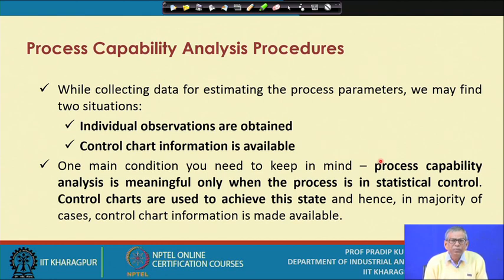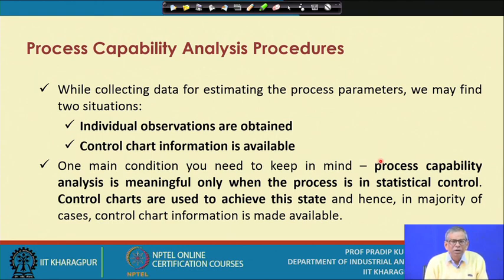The second case is that the control chart information is available. As you may be knowing, and we have always emphasized this aspect, whenever you conclude that the process is in statistical control, then you are supposed to measure the performance of the process. So the process capability is indicative of the process performance. This point I have already mentioned, but make sure that the process is in statistical control.